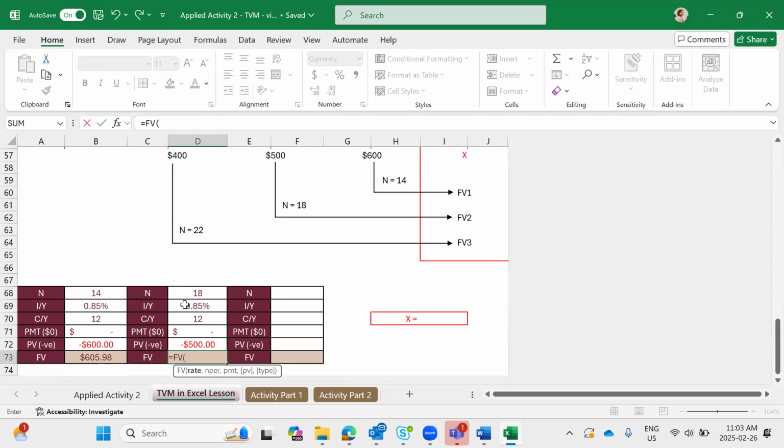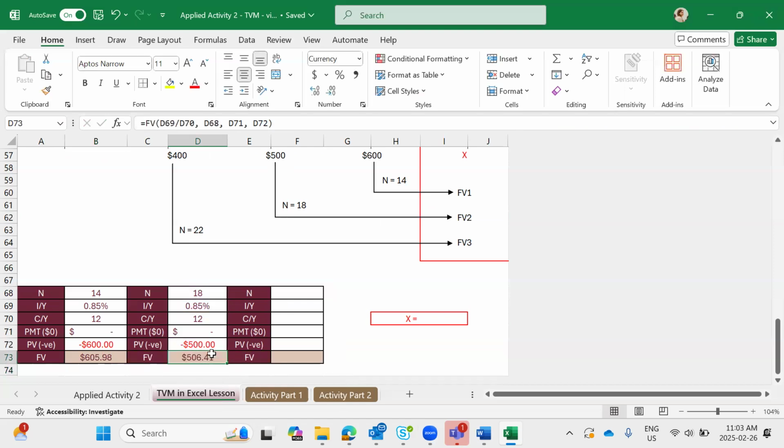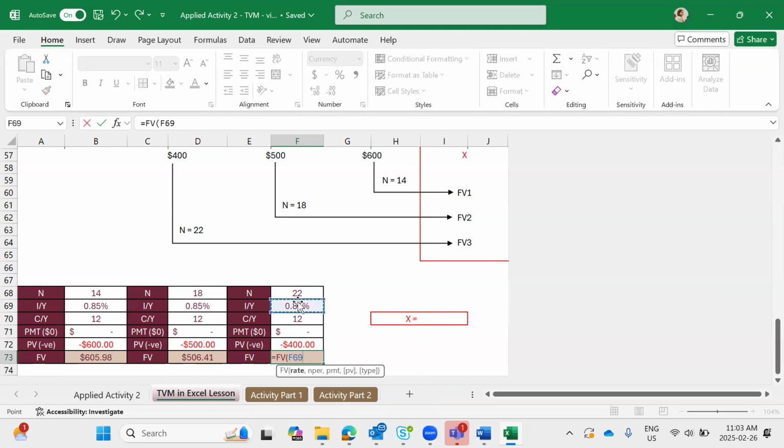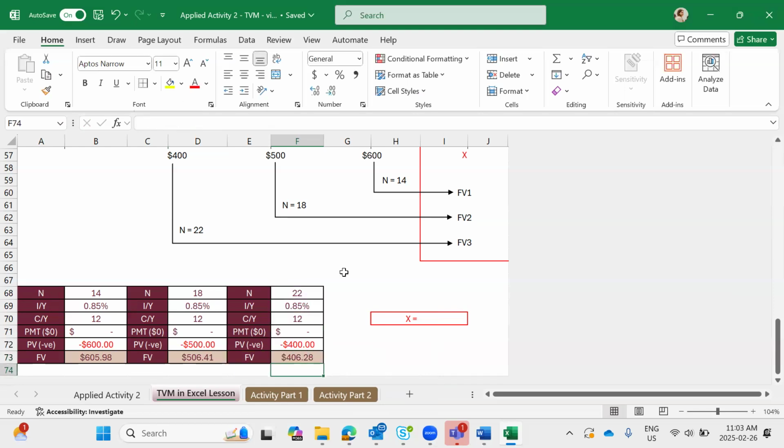And my formula for the future value, I get a lot of practice using because I have to find it again, where first I divide the interest rate, then my number of payment periods, size of the payment, which is 0, and present value, which is the negative 500. So I get 506.41. And then finally, for the last one that I haven't done yet, the N was 22. The interest rate doesn't change. This time for the present value, I'm starting with negative $400. And then again, I'm using my FV formula, where I have to divide the rate out, number of payments, size of payment, present value amount, and there is my future value.